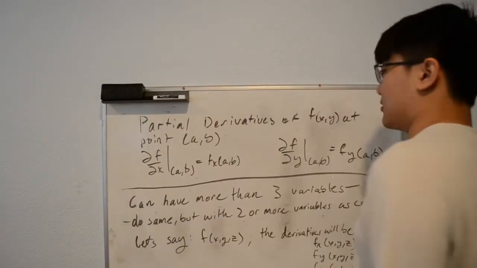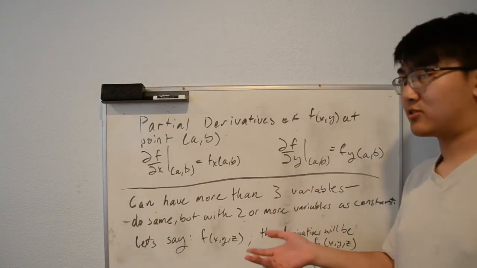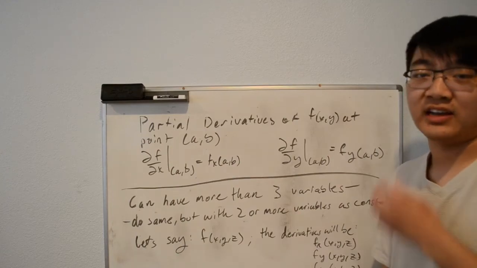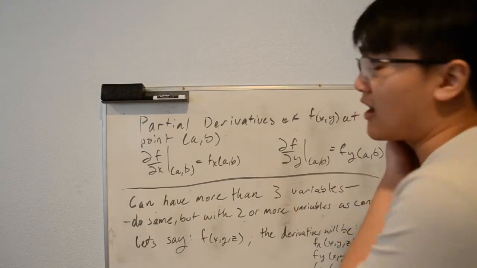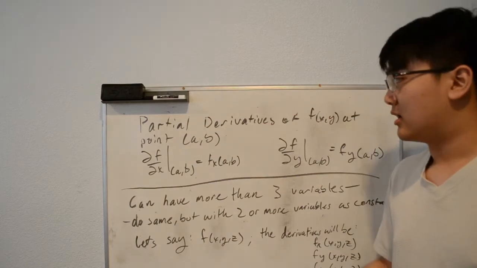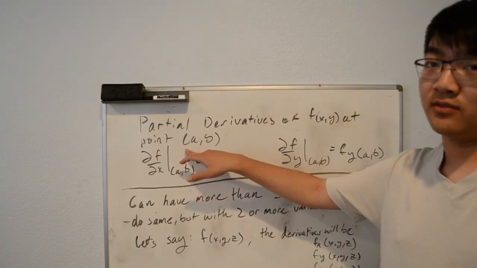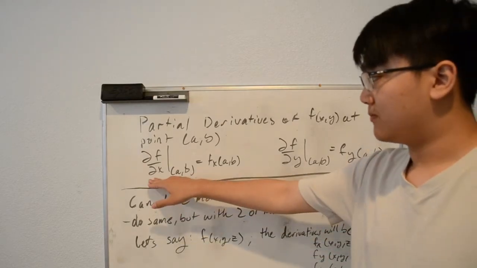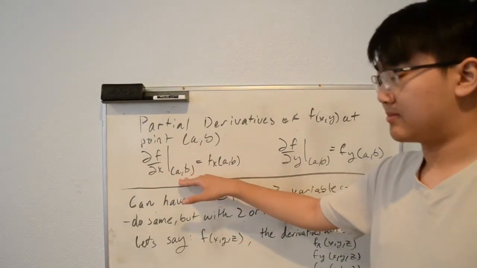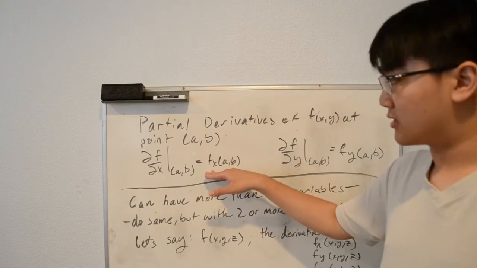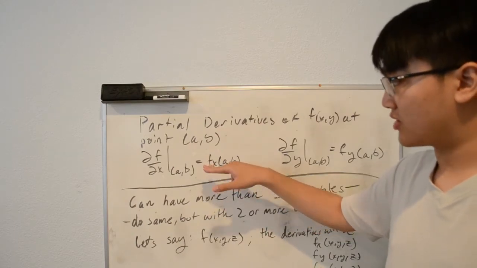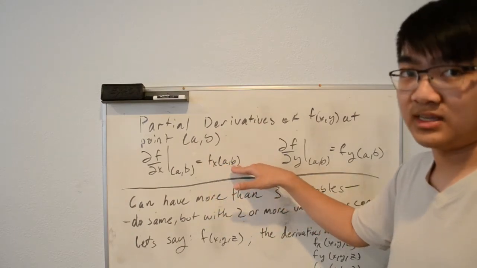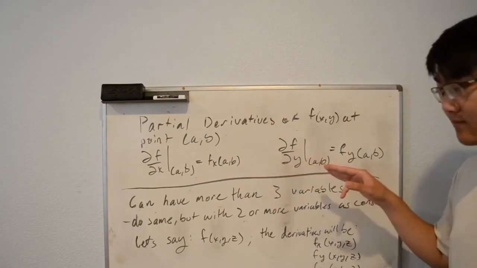So we can also plug in points or values when finding partial derivatives. Let's say you have point a, b, where a would be the point for x and b would be the point for y. If you find the partial derivative with respect to x at point a, b, you would find the partial derivative with respect to x and then plug in point a, b. You would do the same for y as well.